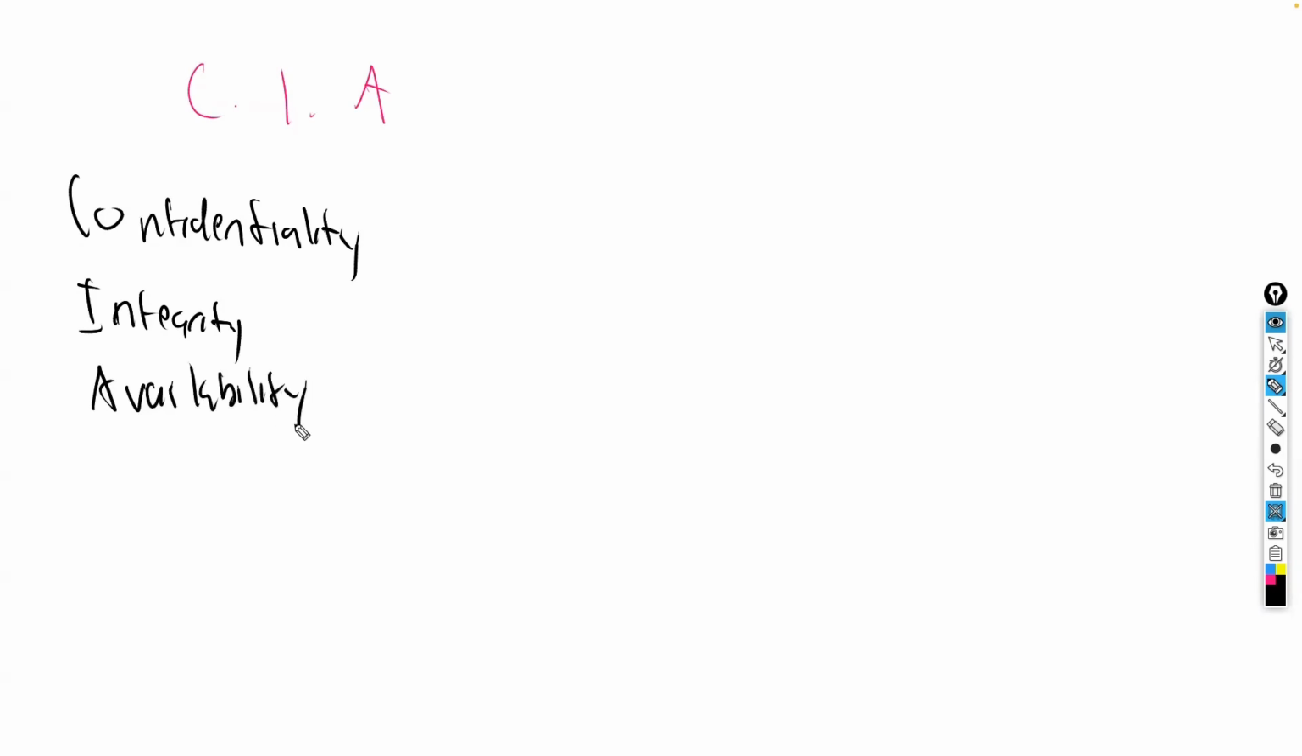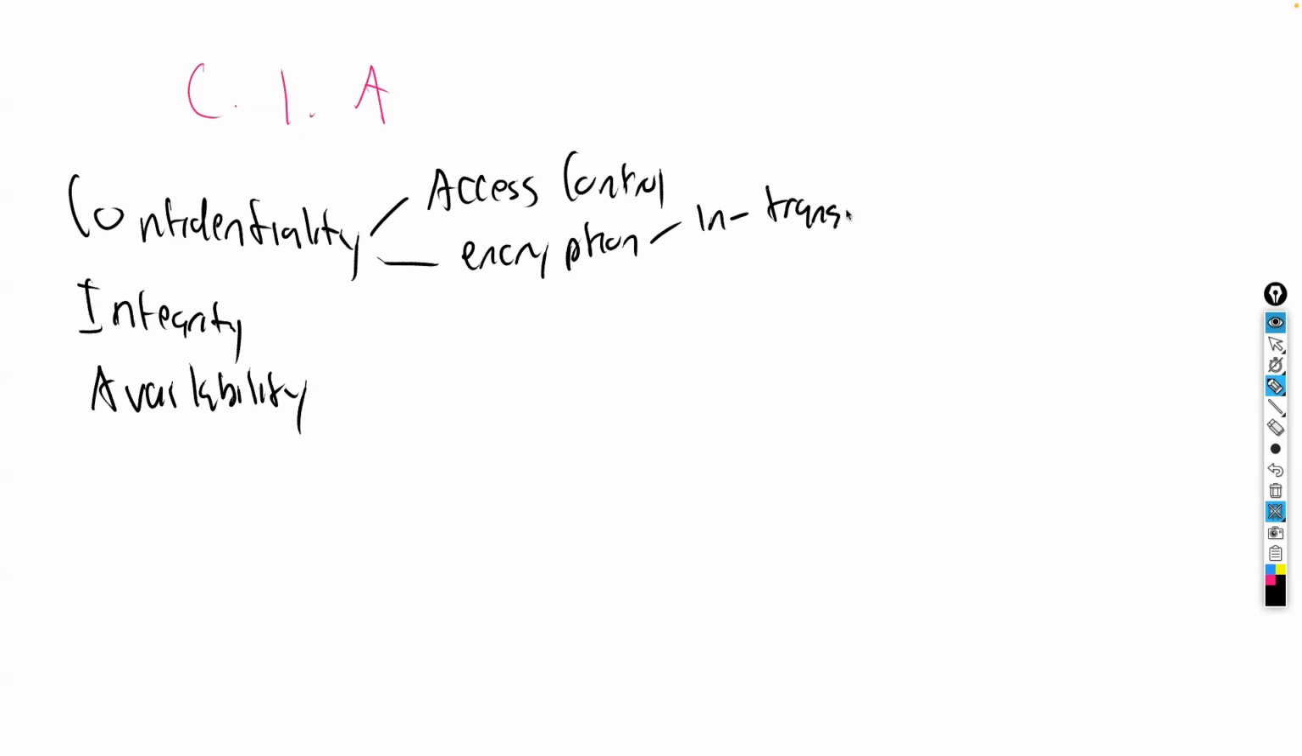When we break these words down, when we talk about confidentiality, how do we provide that to our enterprise? Well, we could do that with access control, and we can do that with encryption. This is how we protect our data. We can protect our data in transit, we can protect our data at rest, and we can also protect our data in use. That's when we talk about memory, RAM, and compute resources in our computer, okay?